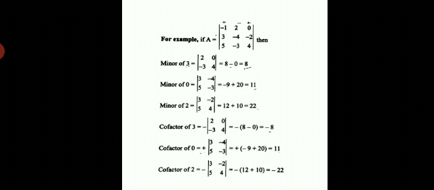For the cofactor of an element, whatever sign the position contains, you put in front of the number. Similarly, for the cofactor of 0, the position contains a plus sign, so the value stays as it is, that is 11. And the cofactor of 2: 2 is in the second row, third column, so there is a minus sign. So minus 22 is the cofactor of 2.